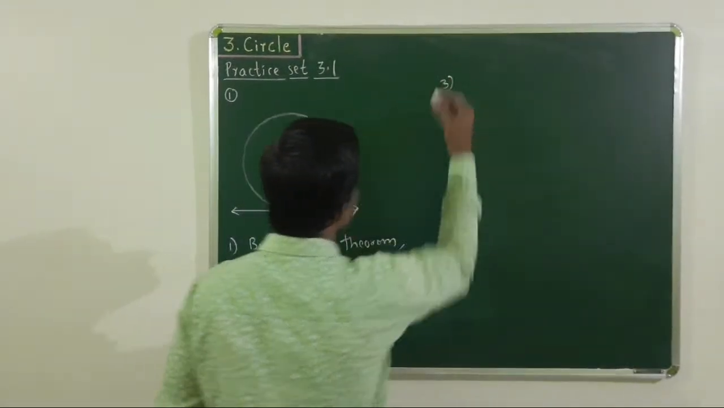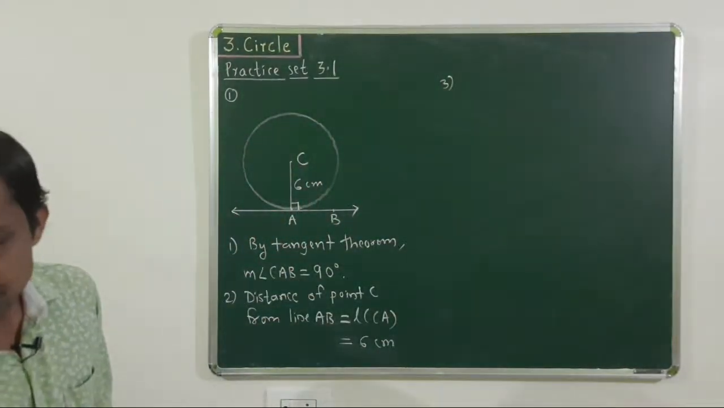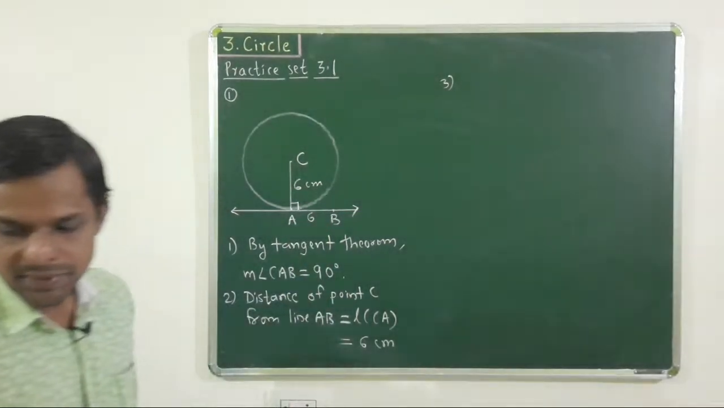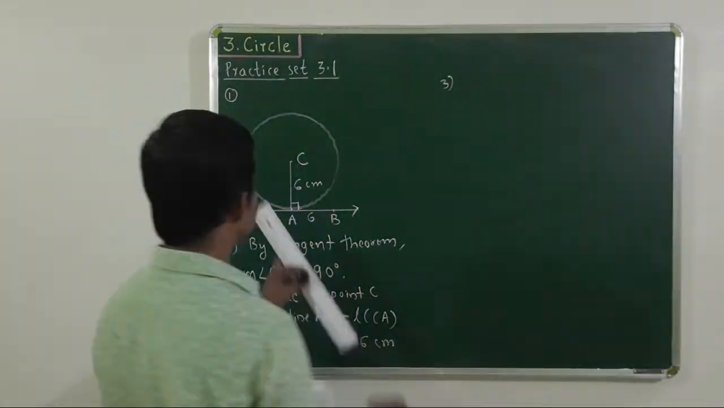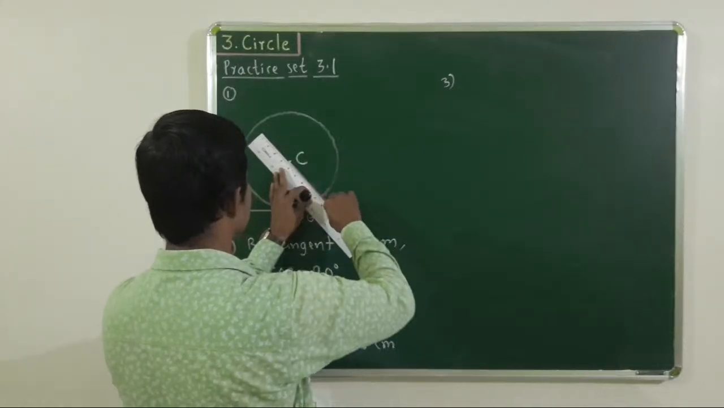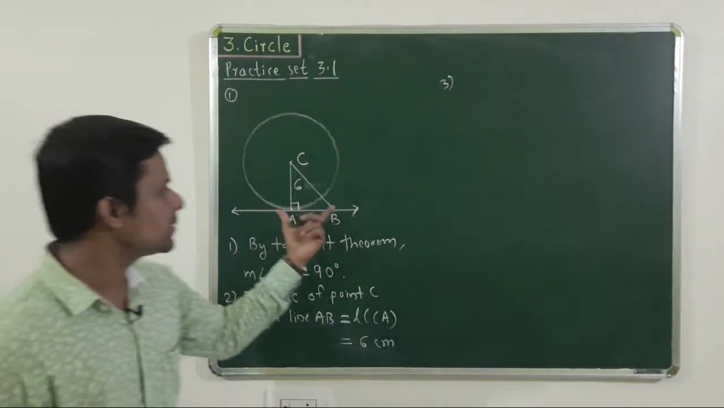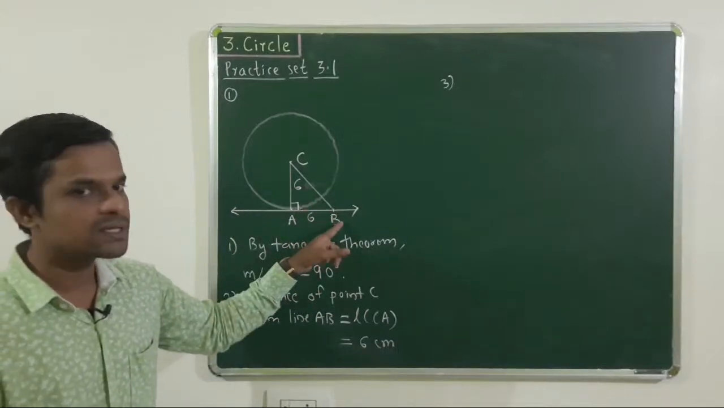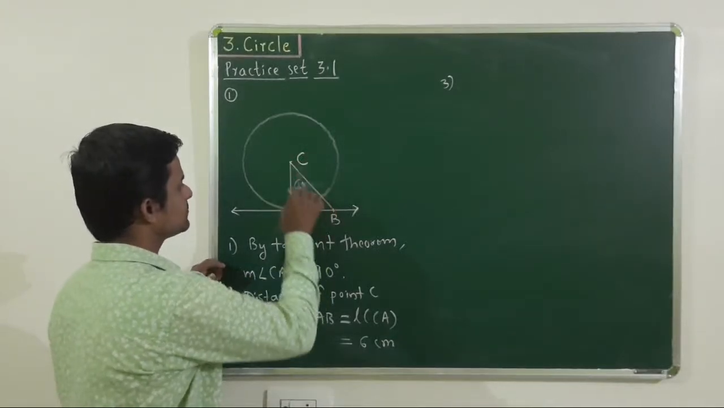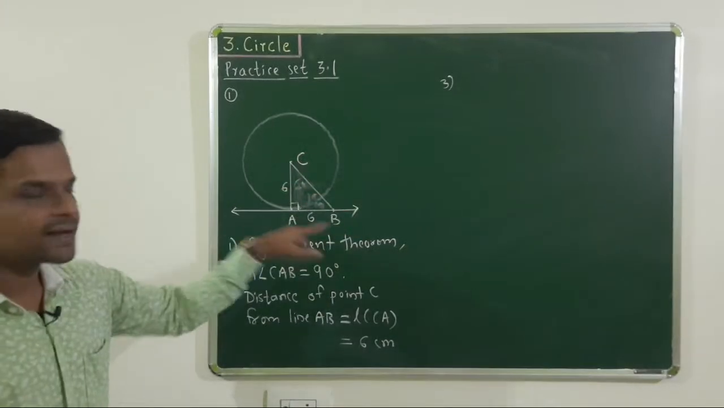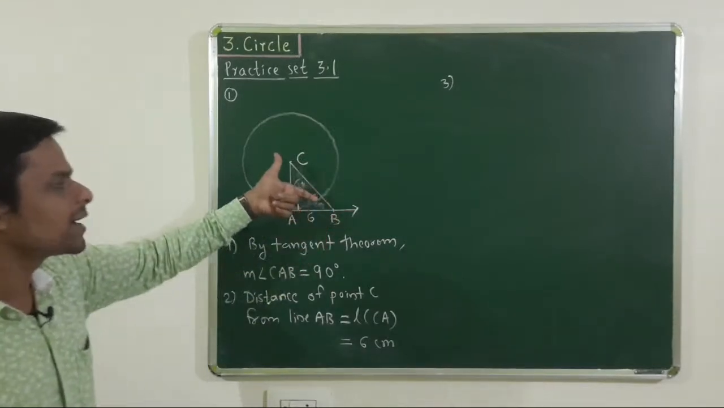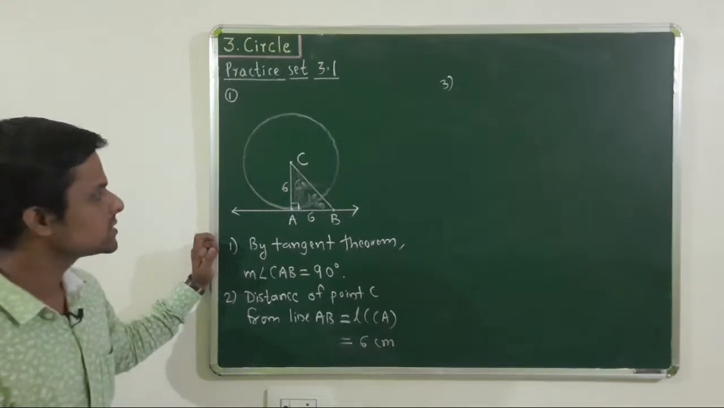Now we'll move towards the third question. Distance AB is given as 6 centimeter. Then find distance BC. Now observe this right angle triangle CAB, in which CA is given as 6, AB is given as 6. Then we can find CB by using Pythagoras theorem.